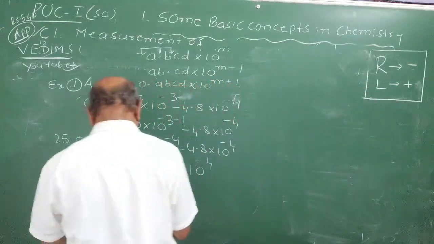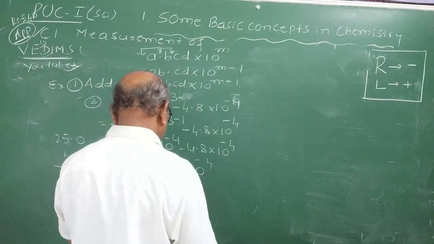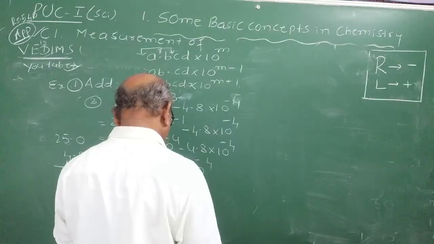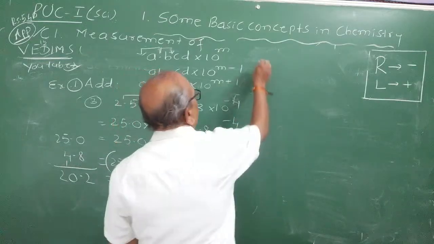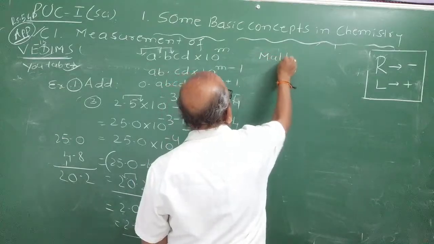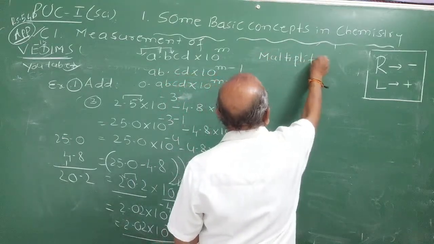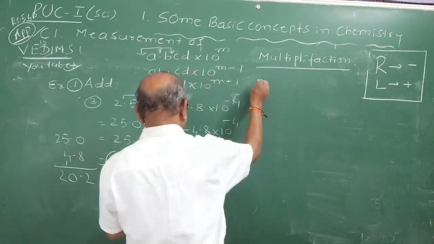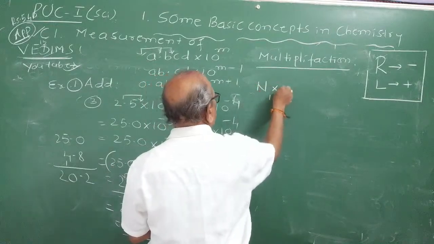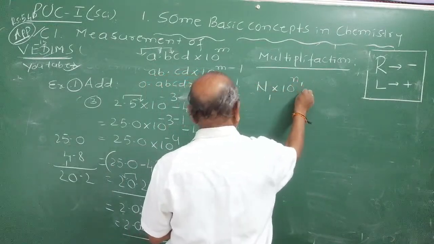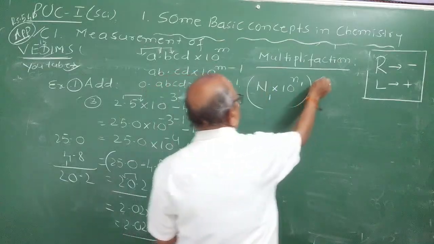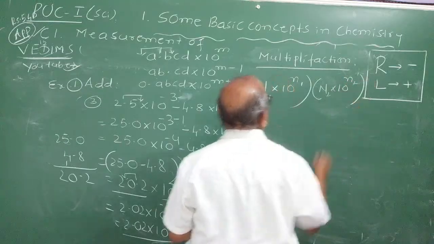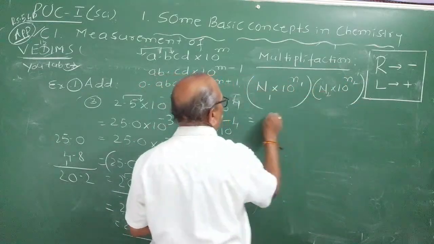Okay, then multiplication and division also we will take now. The rule is for multiplication and division. See, suppose that you have a number n1 into 10 raised to m1 in one bracket, into n2 into 10 raised to m2. How do you multiply them? n1 into n2 will be n1 into n2.